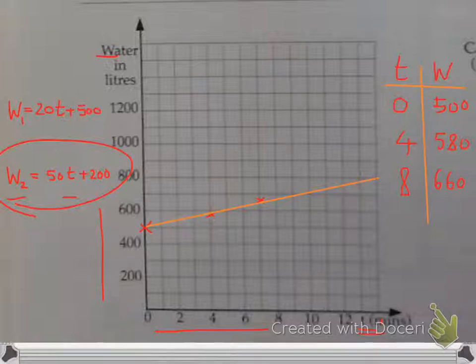50t plus 200. Okay, somewhere else on the paper, draw yourself another table. Again, T, W. Definitely choose 0 to plot. This time I might plot 6 and 12. Space my plots out a bit more. I know at time 0 that I have 200 litres. At 6 minutes, 6 lots of 50 is 300, 300 plus 200, 500. At 12, that's 600 plus 200, 800.